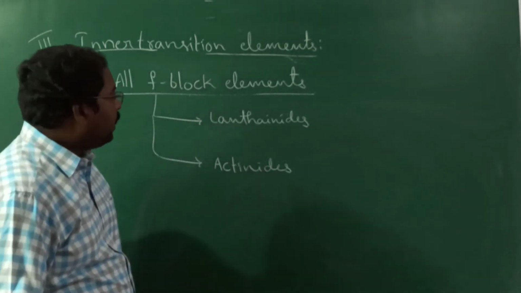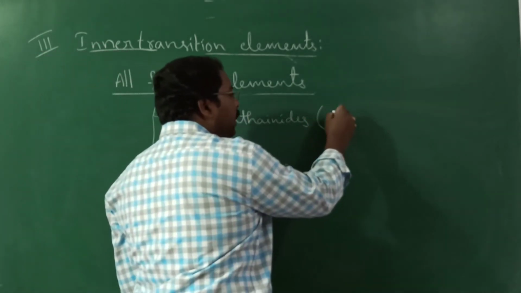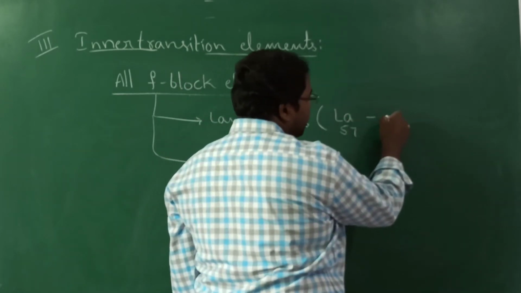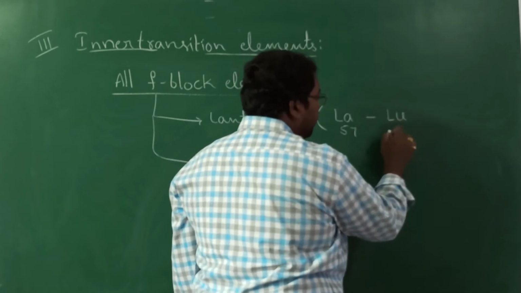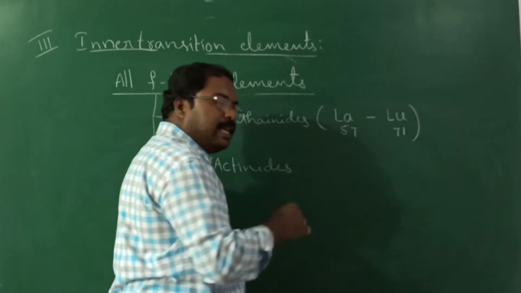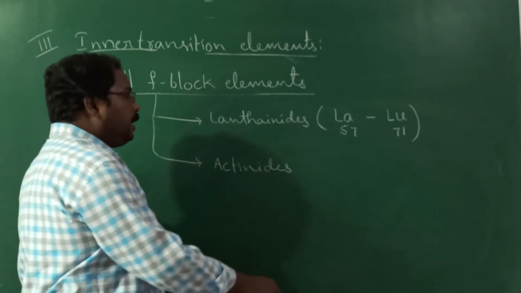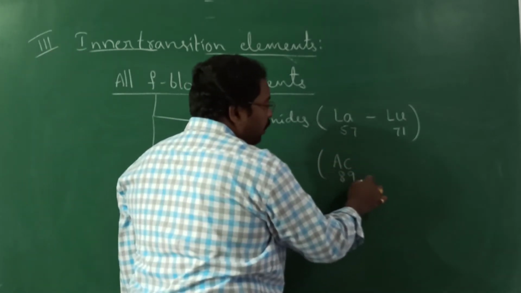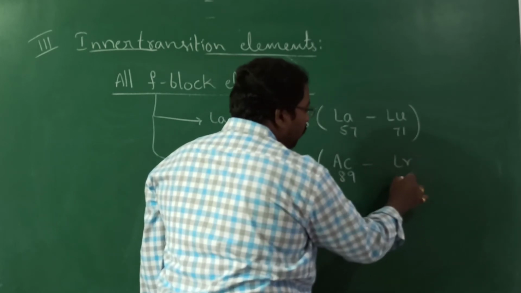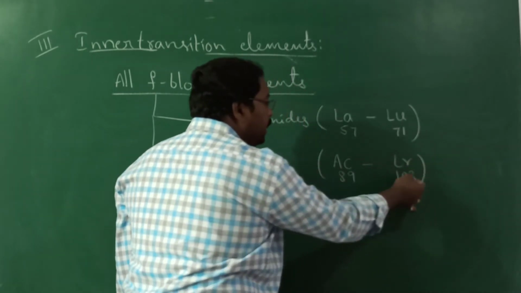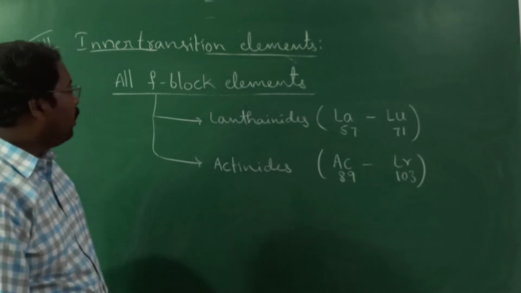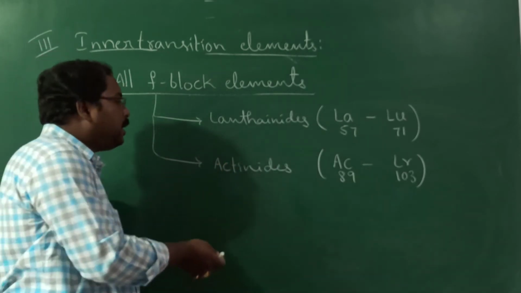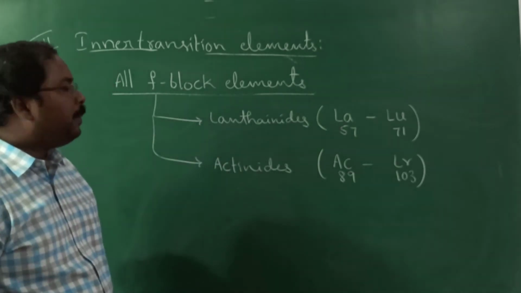Lanthanides means the elements following lanthanum, from atomic number 57 to 71. The 71st element is known as lutetium. Actinoids follow actinium and go up to lawrencium, whose atomic number is 103. Lanthanoids are 14 elements, and actinoids are also 14 elements.